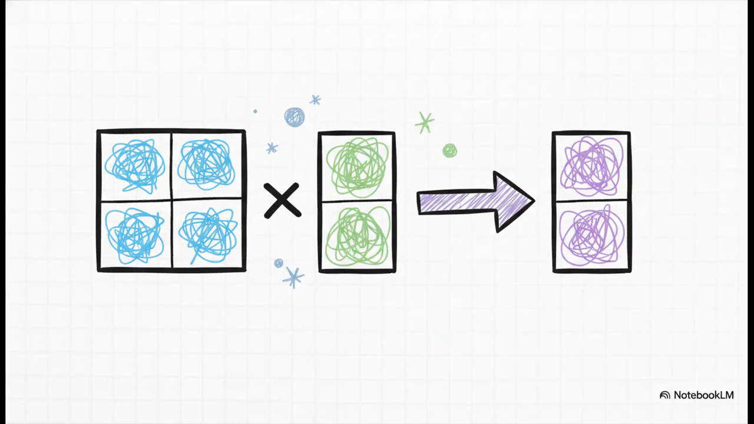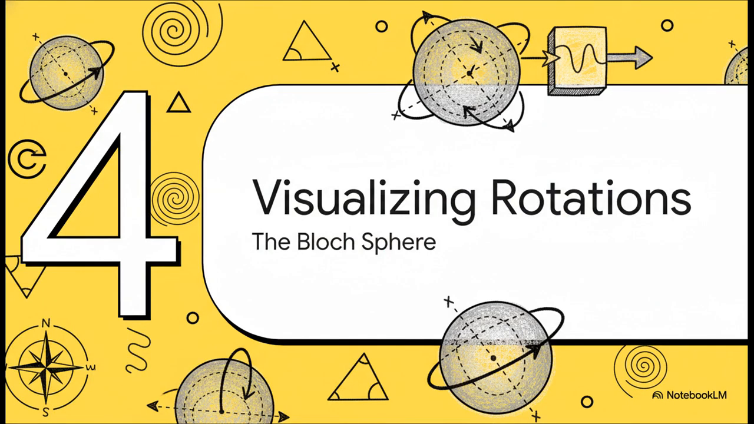And this is where it all comes together so beautifully. Applying a quantum gate to a qubit is, mathematically speaking, just matrix vector multiplication. That's it. You take the 2 by 2 unitary matrix for the gate, you multiply it by the 2 by 1 state vector of the qubit, and boom, out pops the new state vector. I mean, think about that. All that complex quantum evolution just boiled down to one clean operation. Now, the matrix math is awesome and precise, but let's be honest, it's not always easy to picture what's happening.